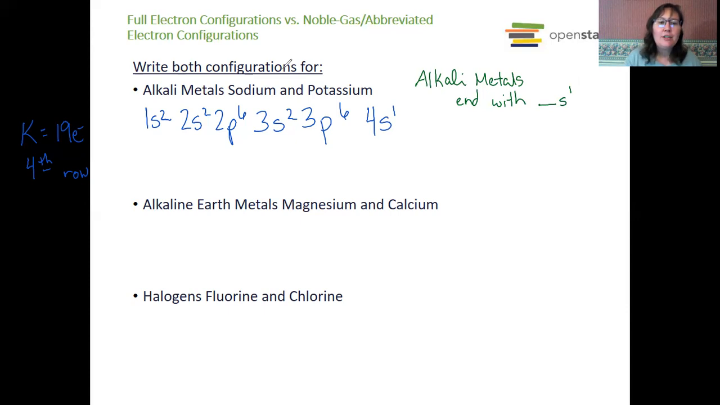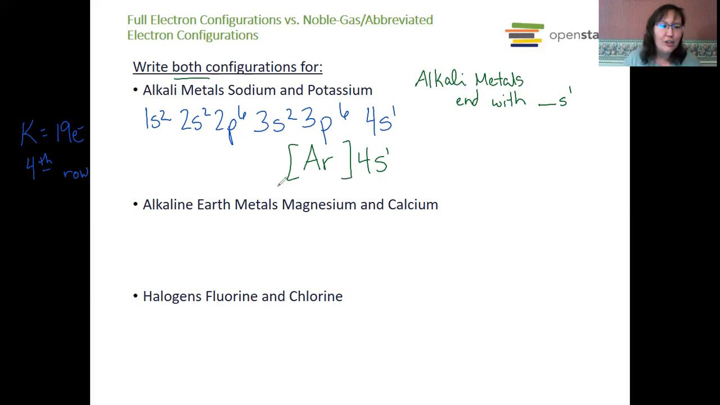Now I want to make both configurations, so I need a noble gas configuration. I go back to my last P6, and I see my last P6 was argon. Then I have 4s1, and that is my noble gas, or abbreviated, electron configuration.